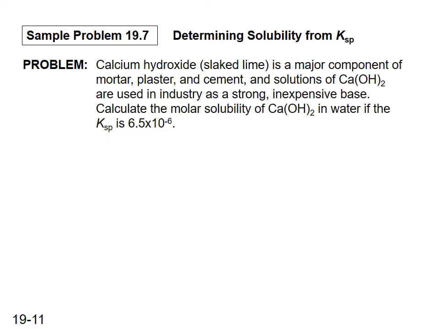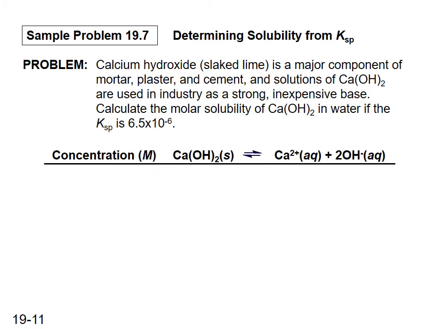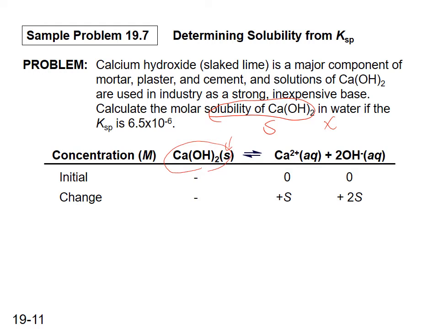To write the reaction table, we first write the dissolution reaction. Calcium hydroxide forms calcium ion and the 2 hydroxide ion. Initial concentration, the ions are all 0, and note that we do not put anything under calcium hydroxide because it's a solid, which does not contribute to Ksp. And to write the change, we assume the solubility is S, just like we use X as an unknown. Here we use S to represent the solubility.